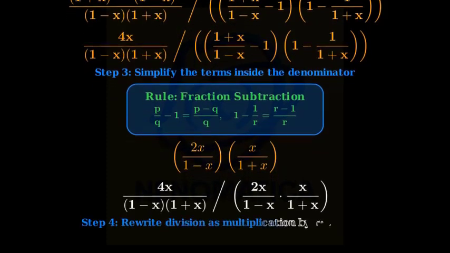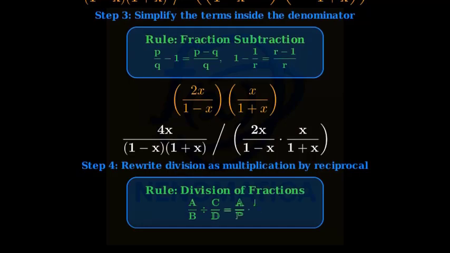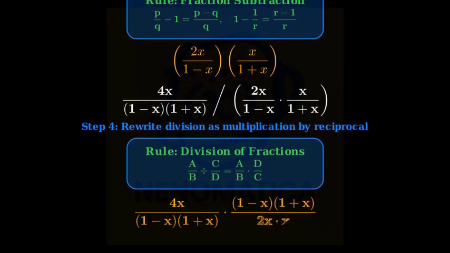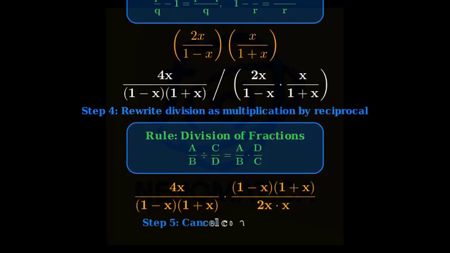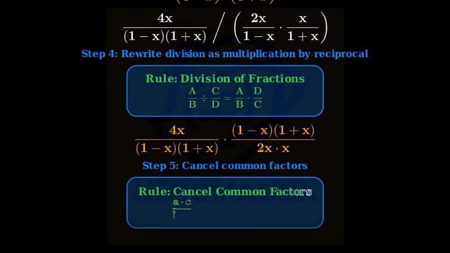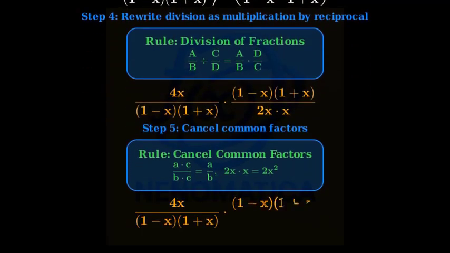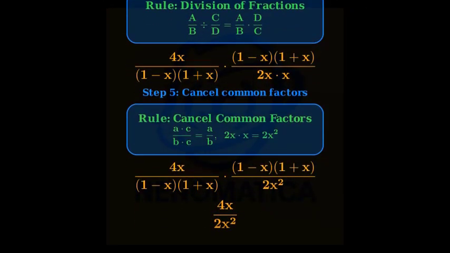Step 4. Rewrite division as multiplication by the reciprocal, and then cancel common factors carefully. Step 5. Cancel the common factor, 1 minus x times 1 plus x, and then simplify the numeric and variable parts.